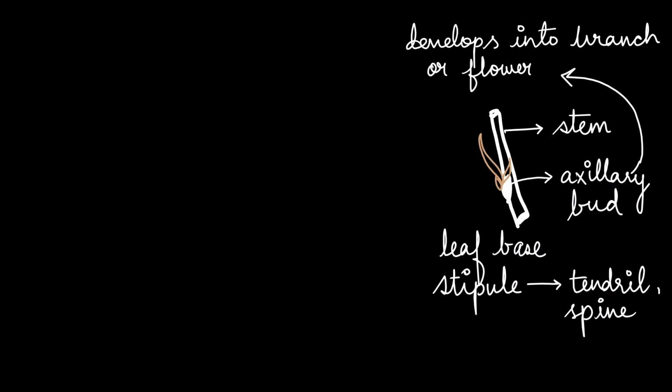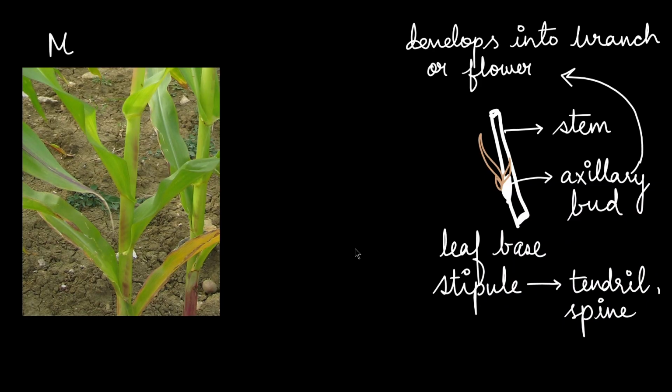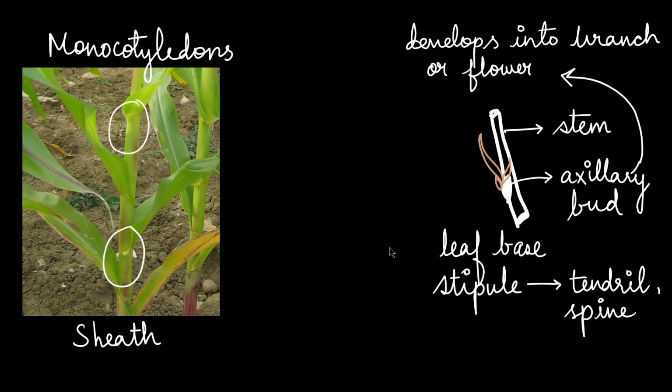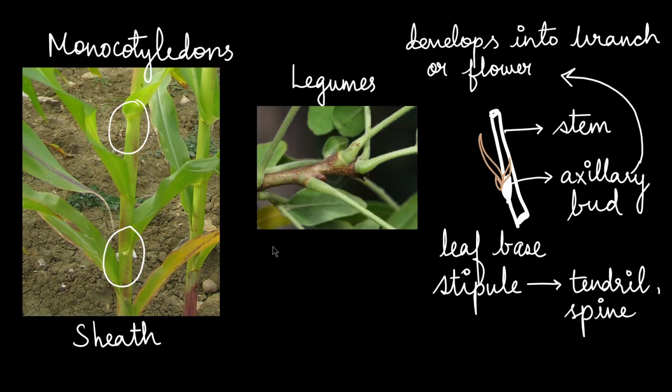Tendrils are used for support to cling to a surface or to another plant, whereas a spine or thorn is usually for protection. The leaf base might be slightly different in some plants. In monocots, we notice that the leaf base extends and forms like a sheet and it becomes part of the stem. It almost wraps around the stem like this and it's called a sheath. Whereas in a leguminous plant, the leaf base is swollen and here it is called a pulvinus.